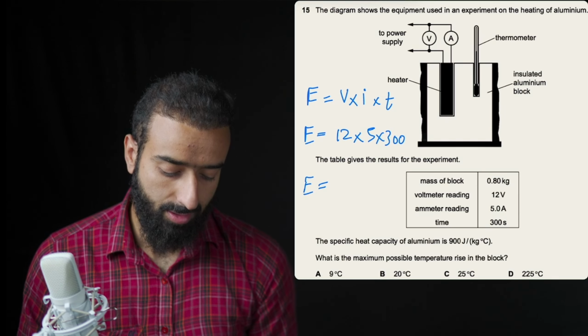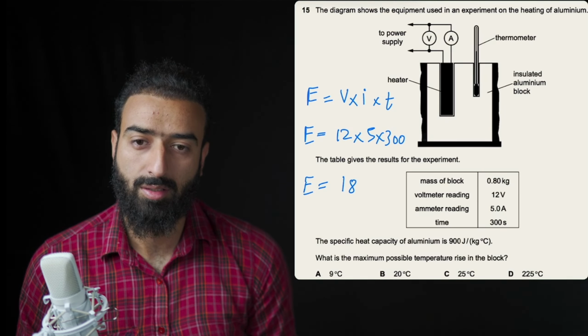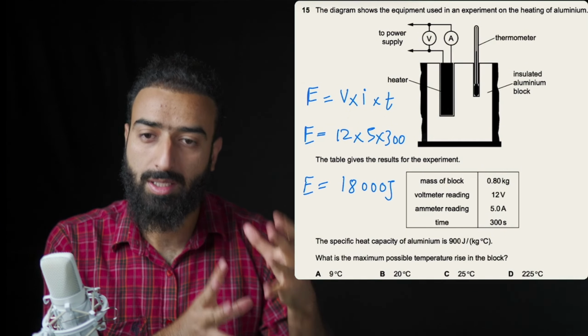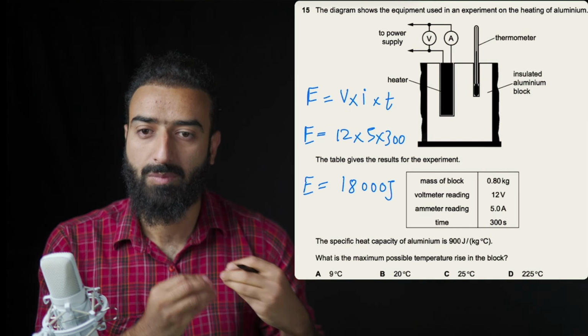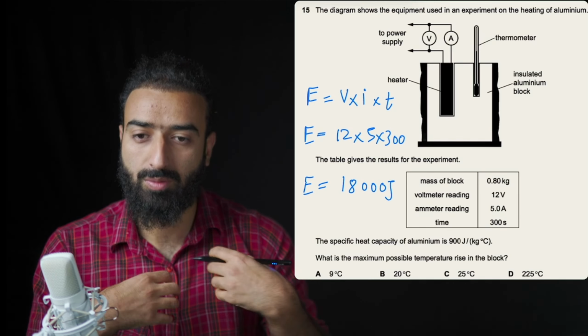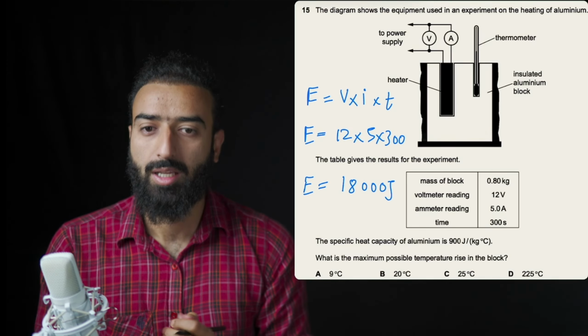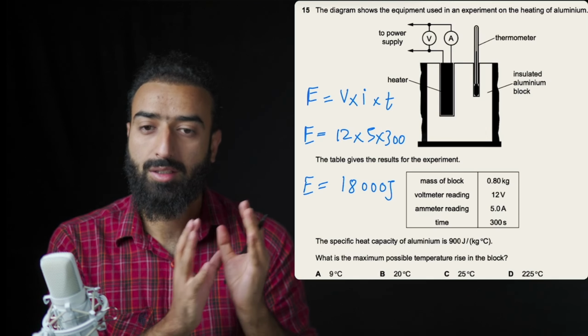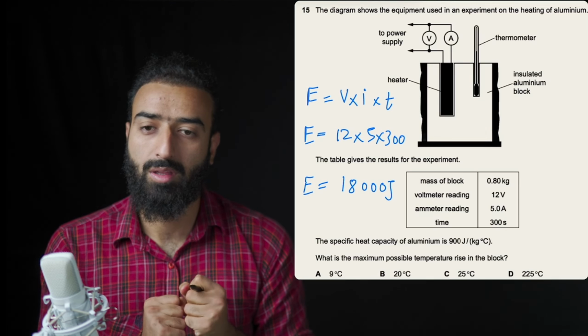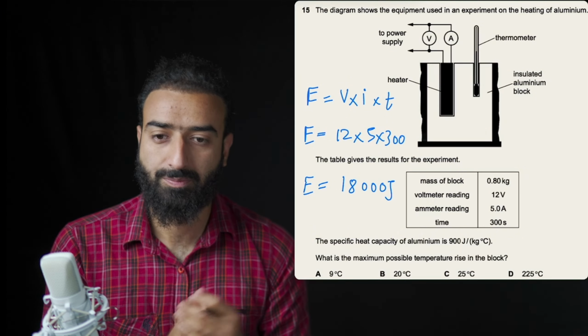This energy turns out to be 1800 joules. So 1800 joules of electric energy is being dumped inside this aluminium box, and this 1800 joules will try and increase the temperature. But how can we link the energy that we are supplying to the increase in the temperature of the block?